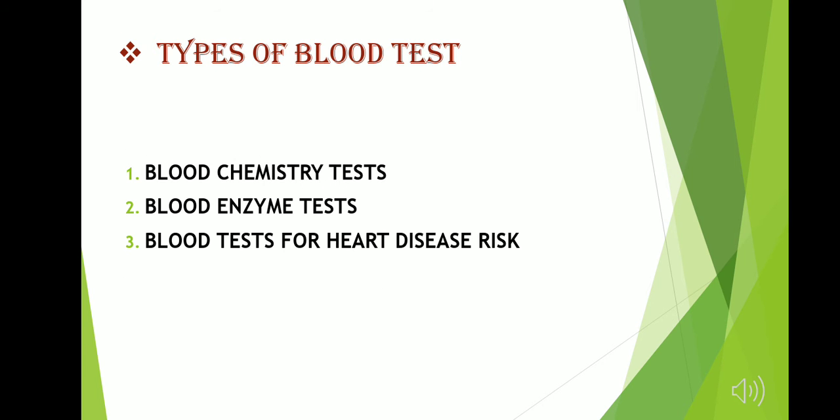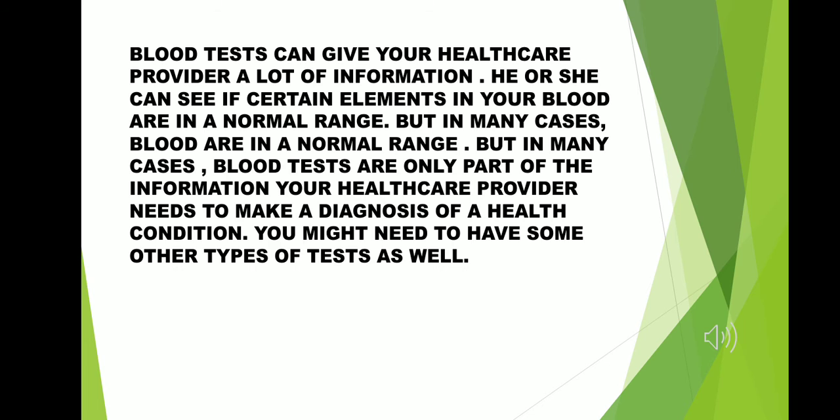So these are the types of blood tests: blood chemistry test, blood enzyme test, blood test for heart disease risk. Blood tests can give your healthcare provider a lot of information. He or she can see if certain elements in your blood are in the normal range. Blood tests are only part of the information your healthcare provider needs to make a diagnosis of a health condition. You may need to have some other types of tests as well if necessary.